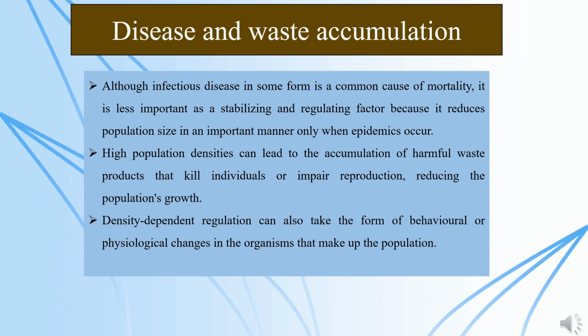Disease. Although infectious disease in some form is a common cause of mortality, it is less important as a stabilizing and regulating factor because it reduces population size in an important manner only when epidemics occur. The mortality may then be extreme, so that population falls way below the level of stabilization and a period of recovery follows. Whether or not epidemics occur depends upon the virulence of the disease-producing organism, the rapidity at which it is transmitted from individual to individual, and the resistance of the host. The ease and rapidity of transmission increase with the size of the host population. Overcrowding, scarcity of food, and inclement weather also lower the vigor of the host so that they become more susceptible.